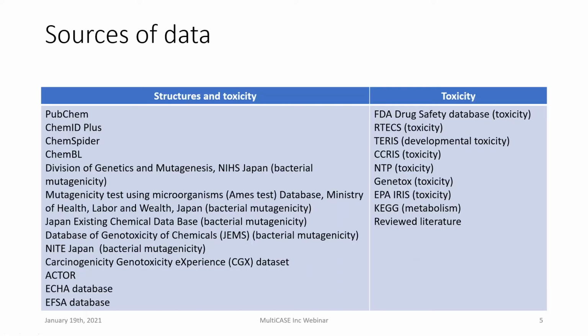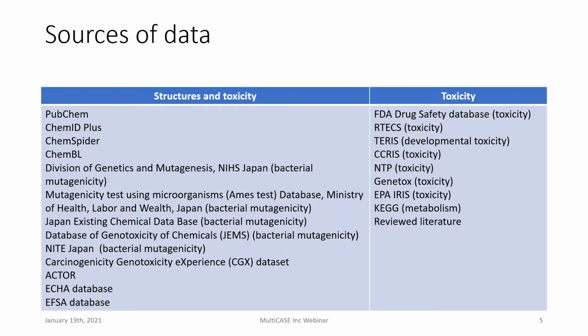Sources of data, how do we get all those things? I provided just a few which would fit into one slide. I probably can provide 5 pages of those sources. So the left side contains databases which contain both structures and toxicity. Of those, the most popular, at least the most useful for us, are these first 2 or 3: PubChem, ChemID+, ChemSpider. They contain various toxicities and they definitely have structures in all forms.